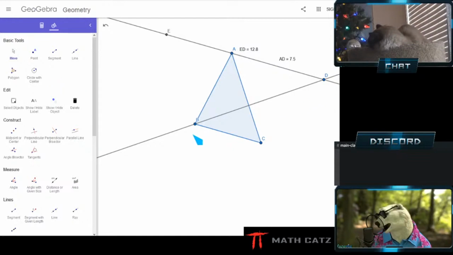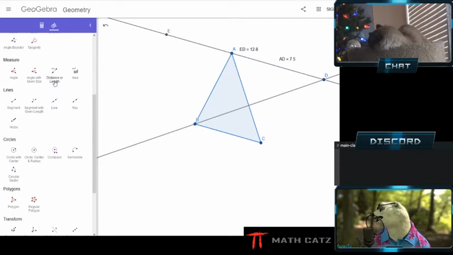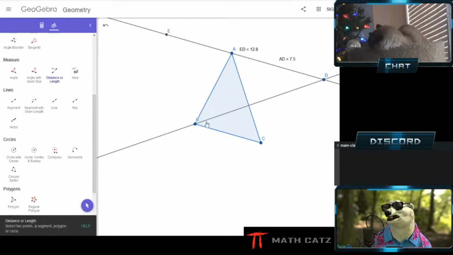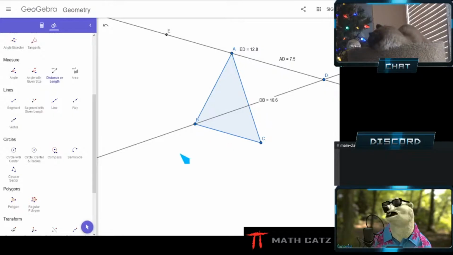First, I make my line. Now I need to measure how long this distance BD is. So I go to my measure section, distance or length. D to B is 10.6. Then I'll go to my calculator and say, well, I have a scale factor of 1.7. I'm going to apply it to this 10.6. So 1.7 times 10.6 and get 18.02. So now I need to measure a new length, 18.02, from the center past B somewhere over here.